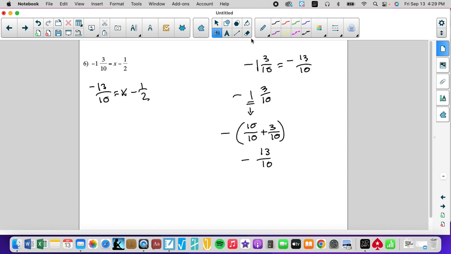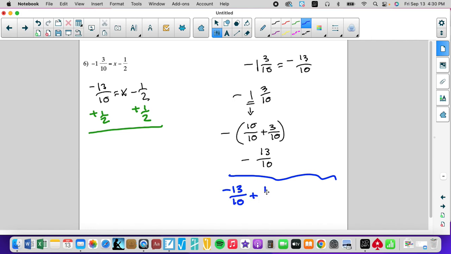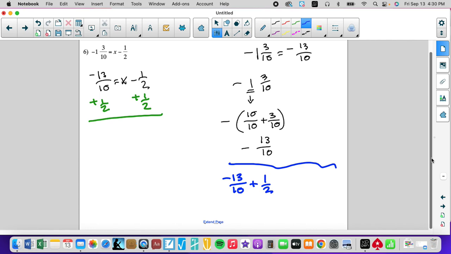What's happening to my variable? It's being subtracted. 1/2 is being subtracted, so we are going to add 1/2, add 1/2. And now we need like denominators. So we have -13 tenths plus 1/2. What's the common denominator? Tenths. So it's already in tenths. And I need to convert 1/2 to tenths. That's 5 tenths. You should be able to do mental math on those equivalencies, especially with a number like 2 to tenths. So -13 plus 5 gives us -8 tenths.